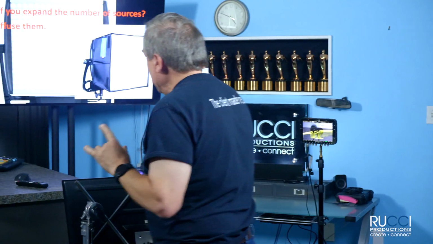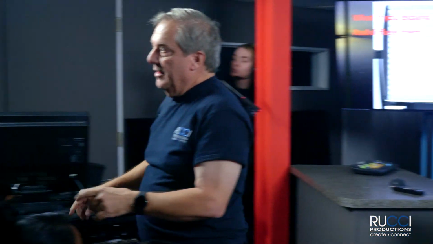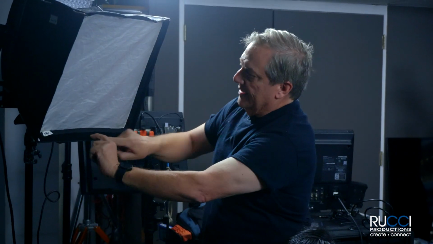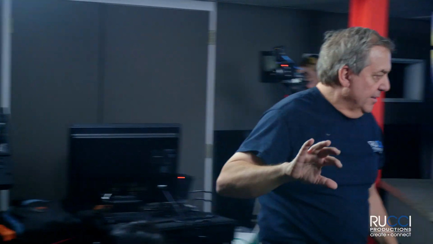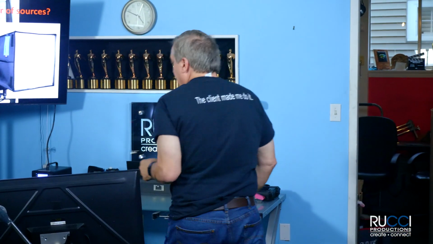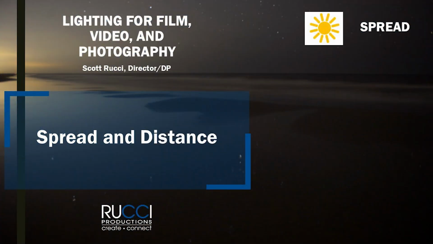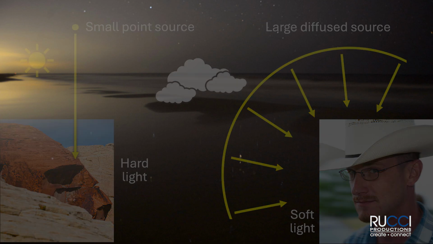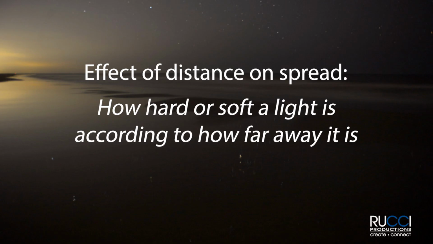So in effect, when you put this on there, instead of being a little tiny dot of a light, this whole thing is now the light, basically. So now you've got something that's much larger. So it's going to wrap around much better. As we've seen in previous segments, the larger the area of a light source is, the softer the light hitting the subject. Now let's look at how the distance of the light from the subject affects softness.